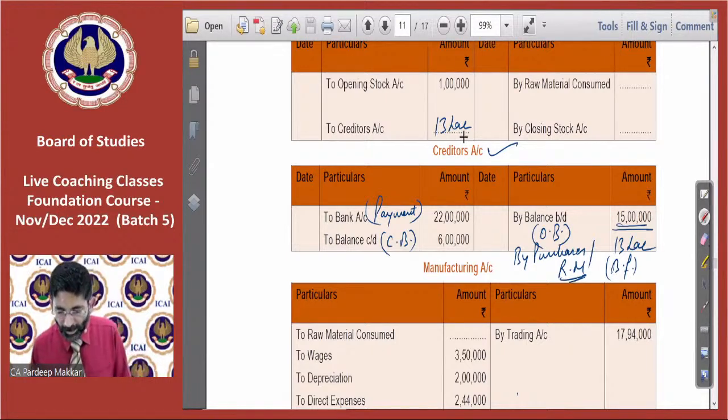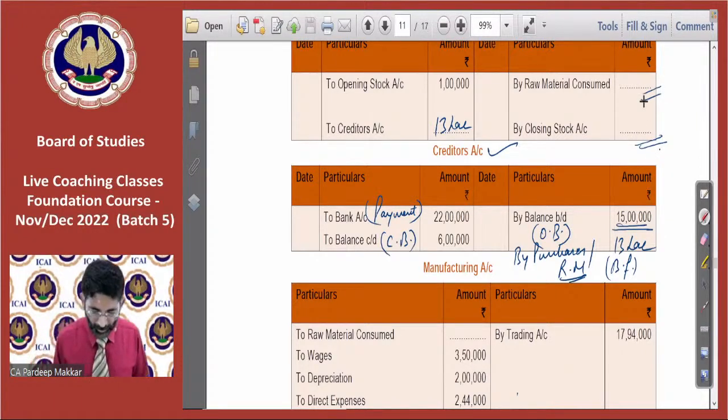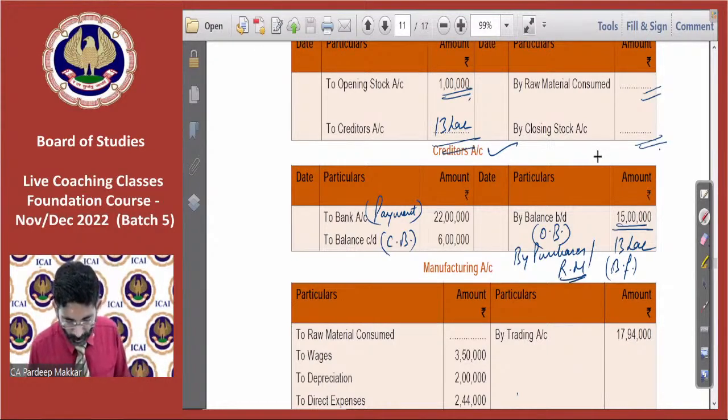When we enter 13 lakh here, then we also need the closing stock, because only if the closing stock is given to us can we calculate raw material consumed, otherwise it is not possible. So one thing is very clear: opening stock is with us, purchases are with us. Now raw material consumed and closing stock are pending. Let's come to the manufacturing account, beta.